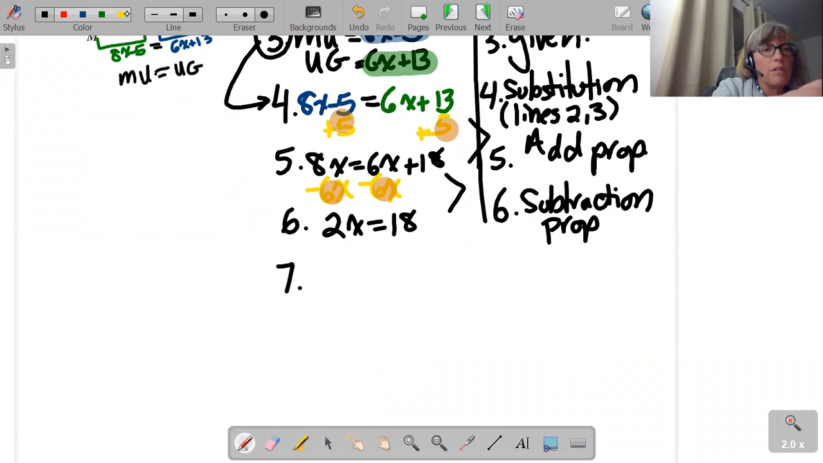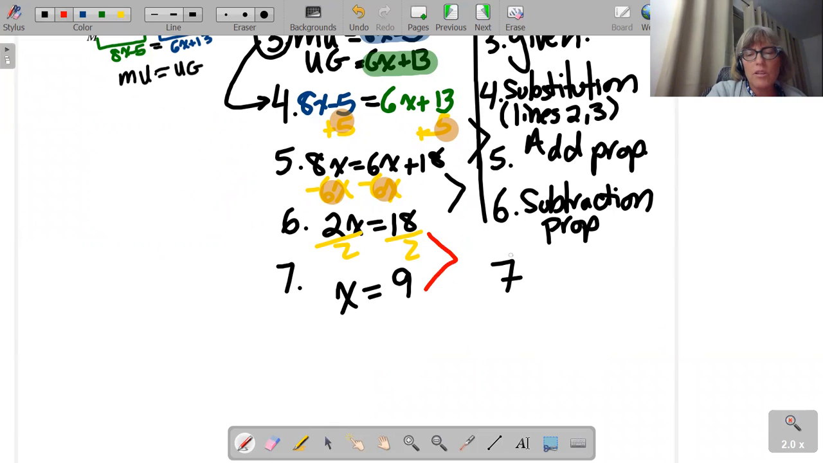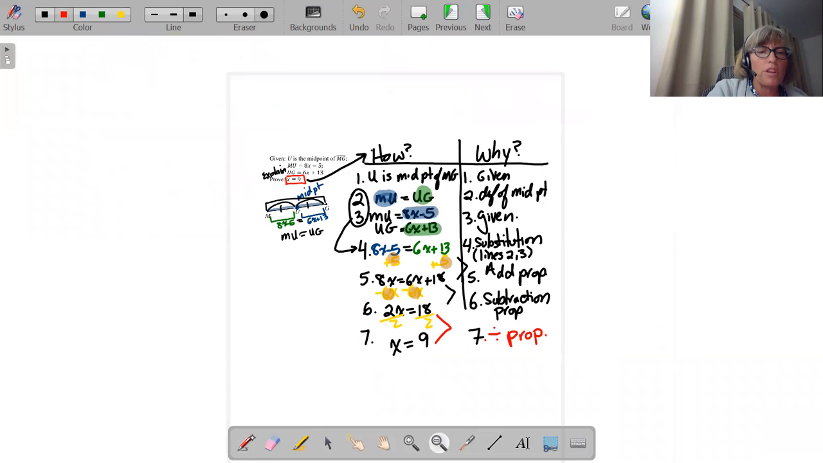Step 7, of course, we divide by 2, and you get what you're trying to prove. Ta-da! X equals 9. Yay, we did it. And the reason why is that it's called the division property, because you divided both sides. And always make sure when you're doing a proof that you actually hit your target. And your target was prove x equals 9. Lo and behold, we have done that.